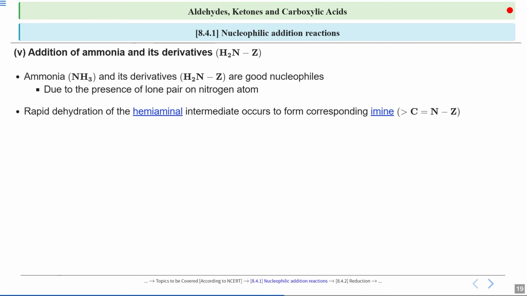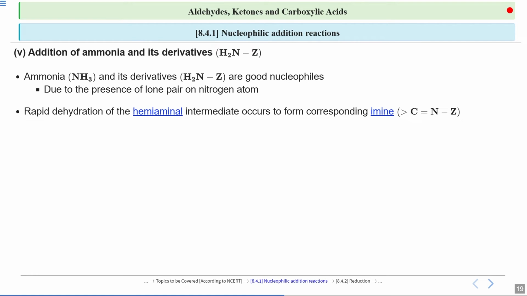Now what happens when ammonia or its derivative reacts with a carbonyl compound? They initially form a hemiaminal intermediate. What is a hemiaminal? A hemiaminal is when the same carbon is bonded to one OH group and one NR2, that is, an amine or substituted amine.